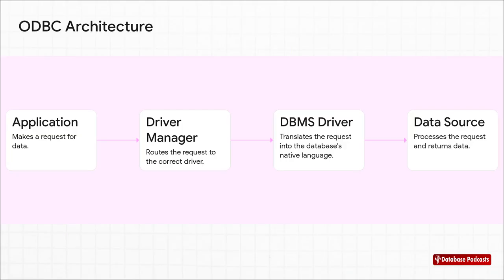So how does this magic actually work? Well, your application doesn't talk straight to the database. Nope, it only talks to one thing, the ODBC driver manager. The driver manager is kind of like a switchboard operator. It looks at the request and goes, this one's for Oracle, and passes it to the specific Oracle driver. That driver does the final translation, the database does its thing, and the data flows right back. All the while, your application has no idea how complicated it all was.